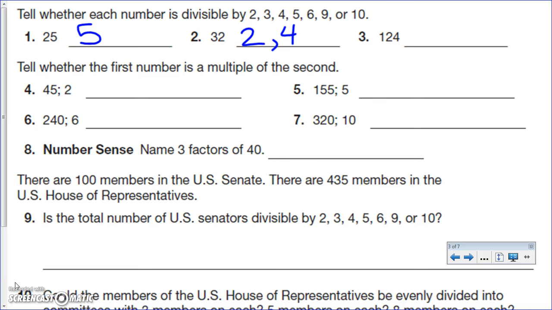For number 3, we have 124. We know it ends in an even number, so we know it's divisible by 2. For 3, we add the digits together. 1 plus 2 is 3, plus 4 is 7, not divisible by 3. For 4, we look at the last two digits, which are 24, which we know is divisible by 4. So 124 is also divisible by 4.